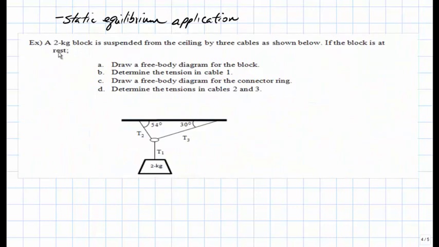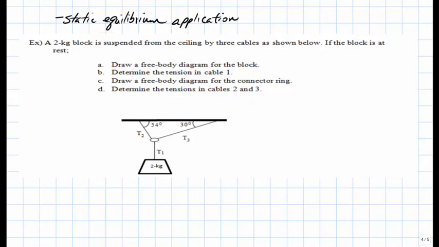We will now introduce an application that applies the principles of static equilibrium. In this example, a 2 kilogram block is suspended from the ceiling by 3 cables as shown below. If the block is at rest, draw a free body diagram for the block. Determine the tension in cable number 1. Draw a free body diagram for the connector ring. And by the way, the connector ring is right here. It joins together the 3 cables. And finally, we'll determine the tensions in cables 2 and 3.